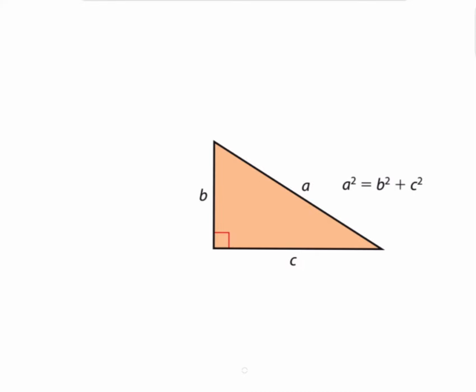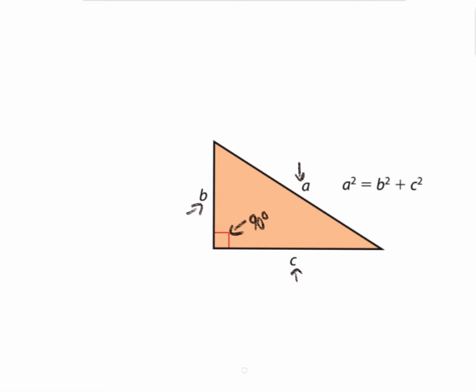So this is a right-angled triangle. We know it's a right-angled triangle because it has this little box, which tells us that this is 90 degrees. Okay. And they have labeled each side of the triangle. So here we have A, here we have B, and here we have C. Now, we don't know how long each side is. We don't know the measurements of each side.